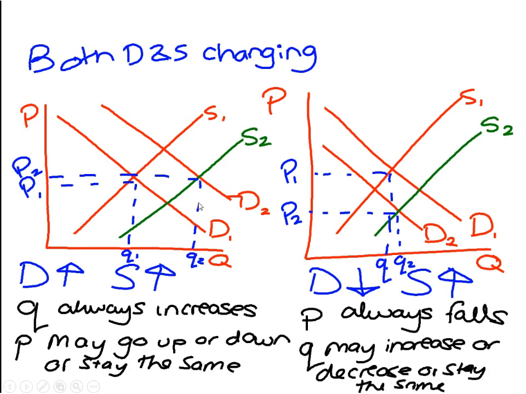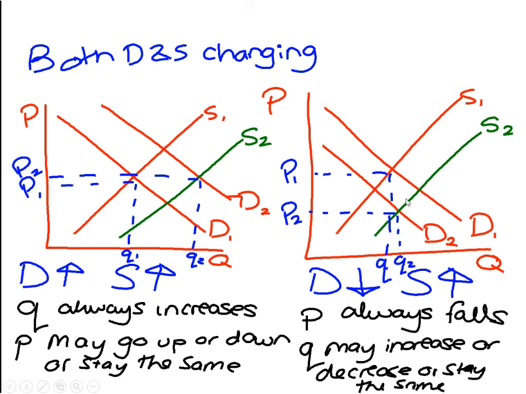So we've got both supply and demand. On this left-hand diagram, we've got demand and supply increasing. What's always going to happen in this case is the equilibrium quantity is always going to increase. But the price, in my diagram, has gone up, but that's only because demand has increased by a greater proportion than supply. If supply had increased by a greater proportion, the price would have gone down. If they'd both had the same size shift, then the price would have stayed the same.